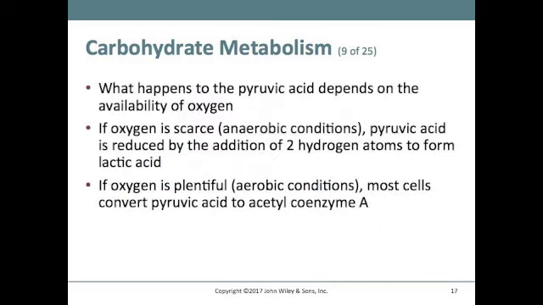Moving on to the next slide, what happens to the pyruvic acid depends on the availability of oxygen. If oxygen is scarce, in other words, if the condition is anaerobic, pyruvic acid is reduced by the addition of 2 hydrogen atoms to form lactic acid. On the other hand, if oxygen is plentiful, in other words, we have an aerobic condition, most cells convert pyruvic acid to acetyl coenzyme A.